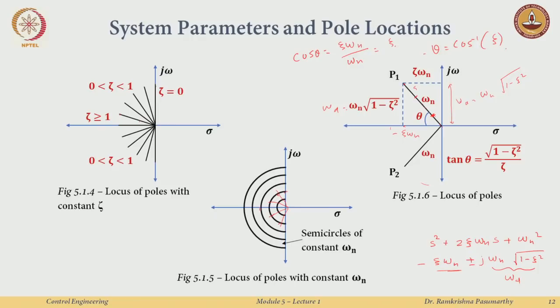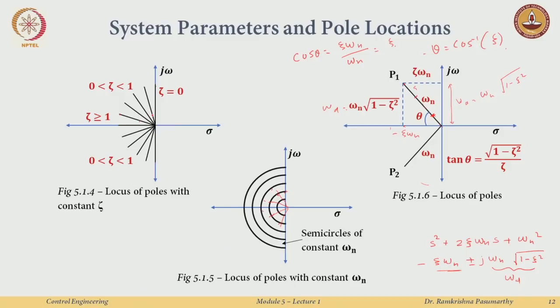There is a pole here, there is also a pole here, and this will correspond to a certain zeta. If I go here, this pole will move here, and this pole will move here, the complex conjugate, but then the zeta will change. So, these are semicircles where omega n is constant and zeta is changing. These are lines where zeta is constant and omega n is changing, right? Okay, what is the importance of this?